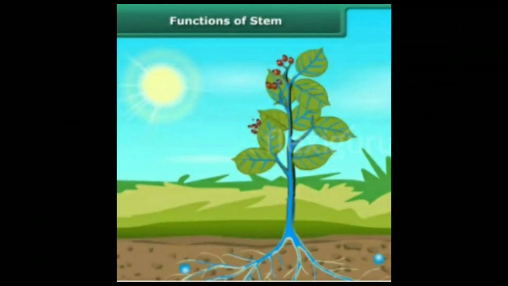Functions of stem. Number 1. Stem provides support to the branches, leaves, flowers, fruits or the whole plant. Number 2. Stems conduct water and minerals upward, that is from the root to the leaves, and transport food from leaves to all parts of the plant. Number 3. In some plants, thick green stems rich in chlorophyll carry out the function of manufacturing food by photosynthesis.